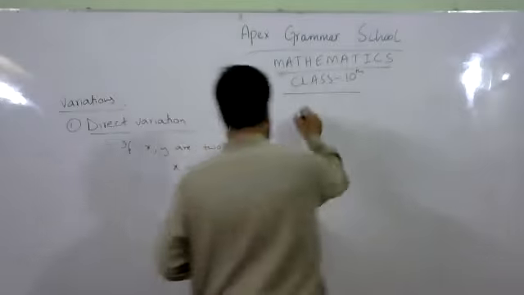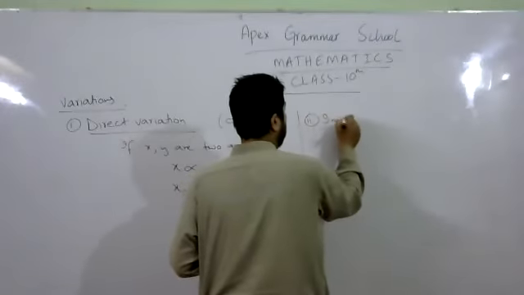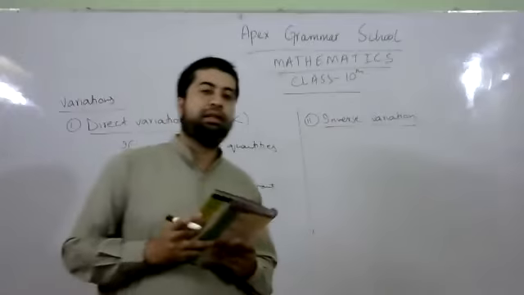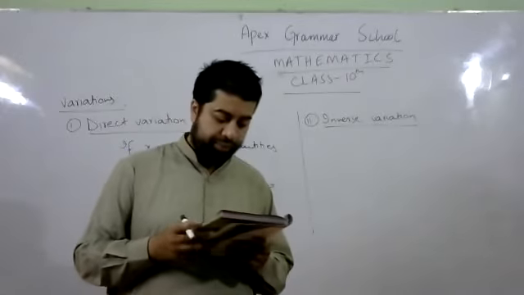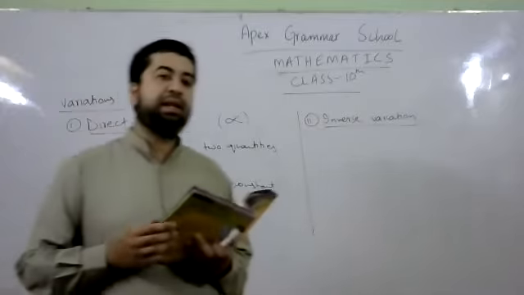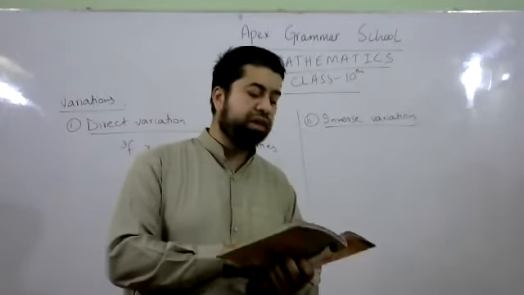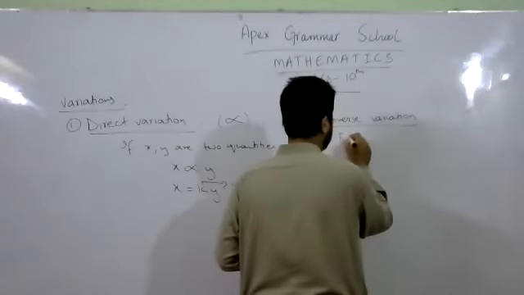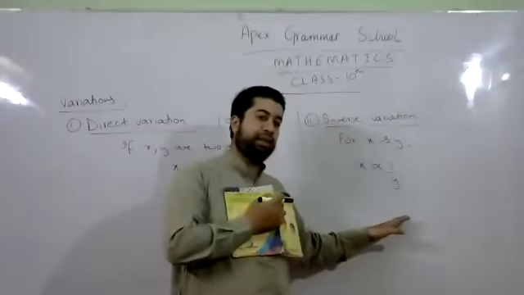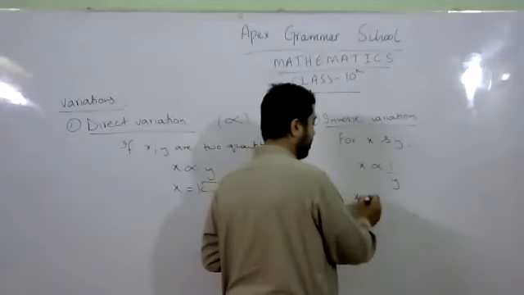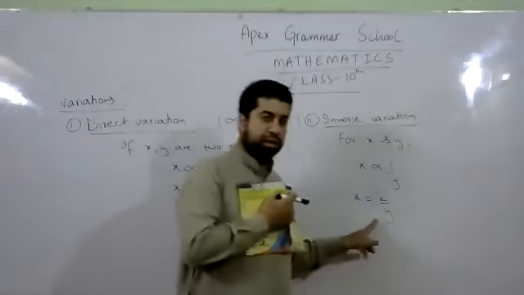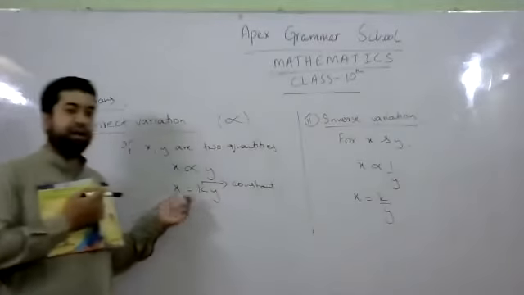Another thing is inverse variation. Inverse variation is just like inversely proportional. Inversely proportional means if two quantities are so related that increment in one quantity causes decrement in other quantity, then this relation is called inverse variation or inversely proportional. For x and y, the inversely proportional relation between x and y will be just like this. We can also write it as x is equal to k divided by y, and that's it. This is the final relation that relates x to y.